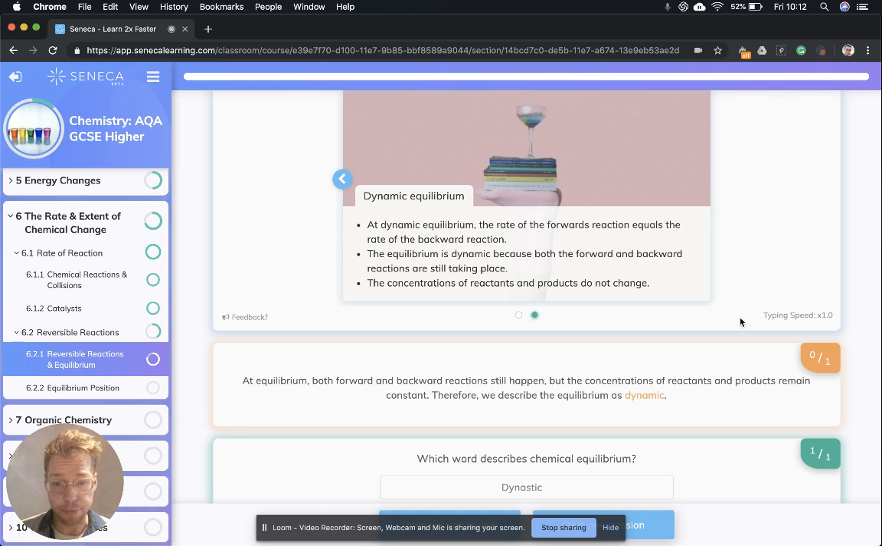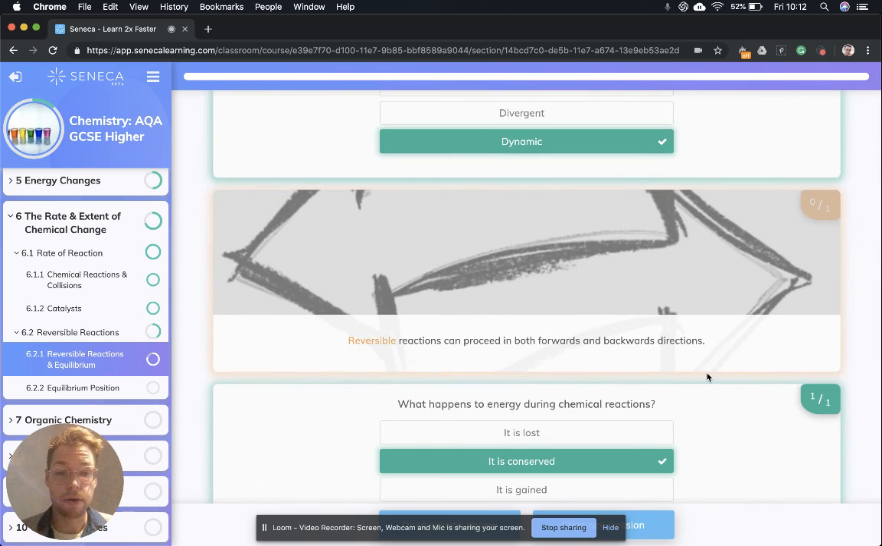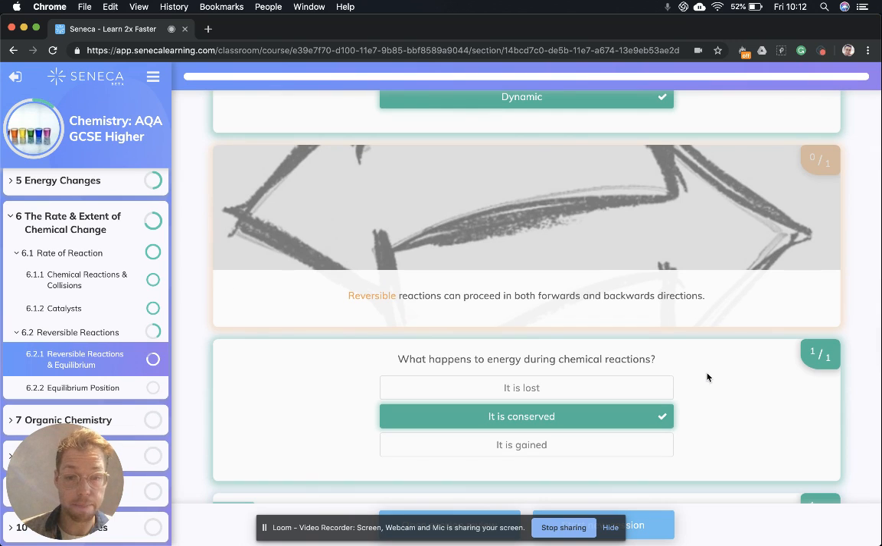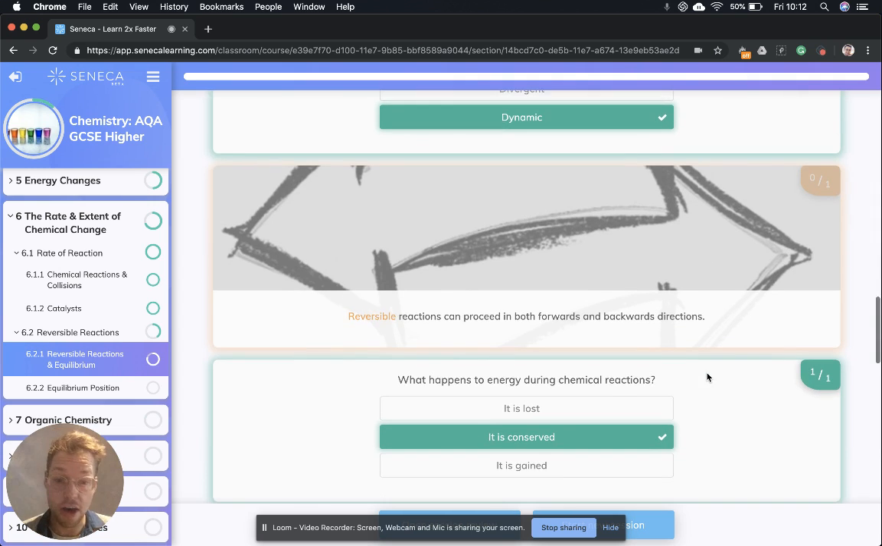Just to recap that, at equilibrium, both forward and reverse reactions still happen, but the concentrations of reactants and products remain constant. Therefore, we describe the equilibrium as dynamic. It's still moving even though the concentrations remain the same, okay? And to recap again, reversible reactions can proceed in both forwards and backwards directions. Do we remember what happens to energy during chemical reactions? Do we make it? Do we break it? Nah, we conserve it, okay?